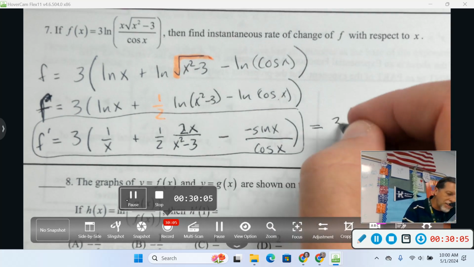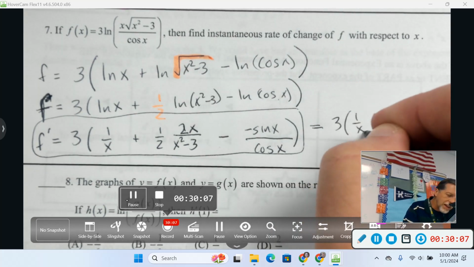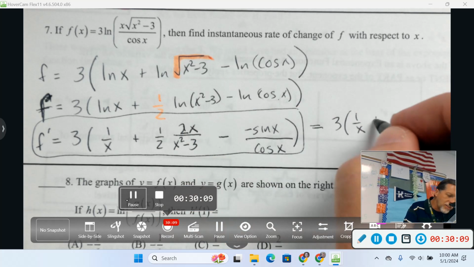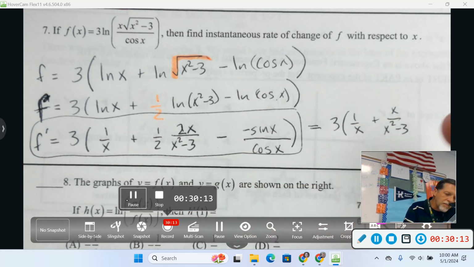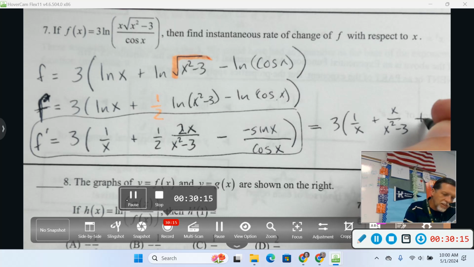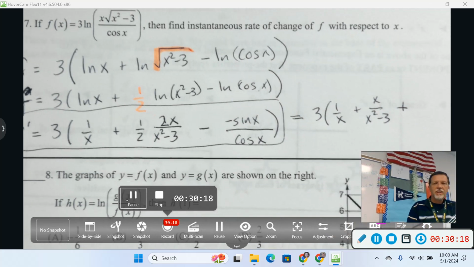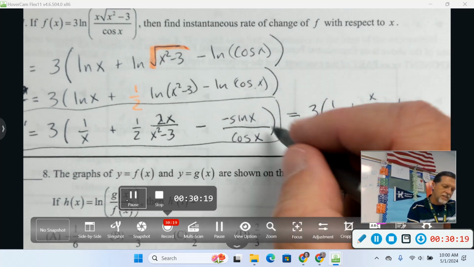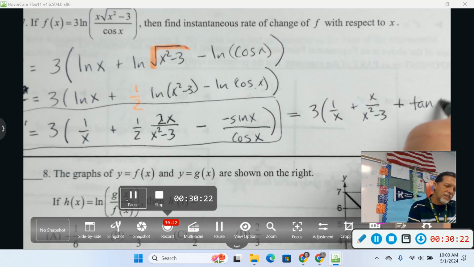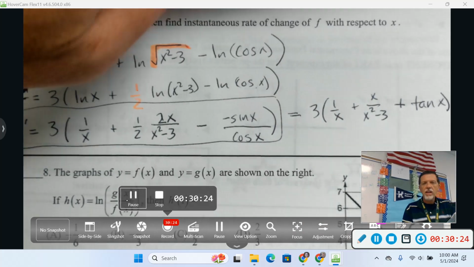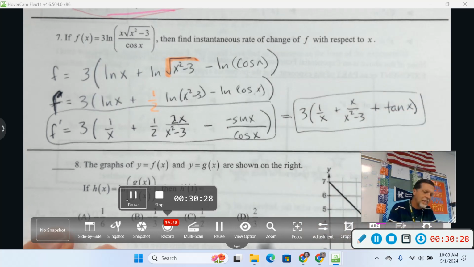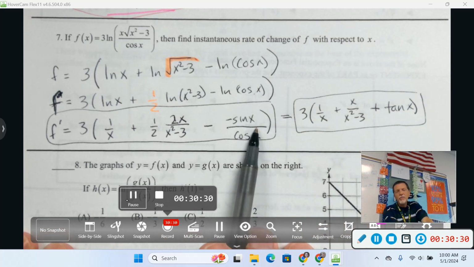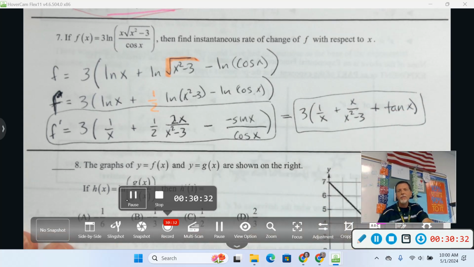if we wanted to be fancy, we could say 1 over x, and then cancel the 2's, and then negative negative makes plus, and what's sine over cosine? Tangent. So you leave it like that if you can, but if it's multiple choice, they might have cleaned some things up for you.